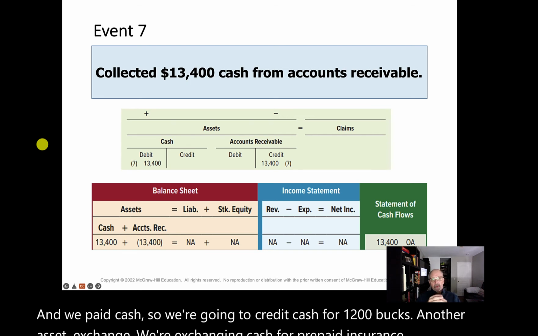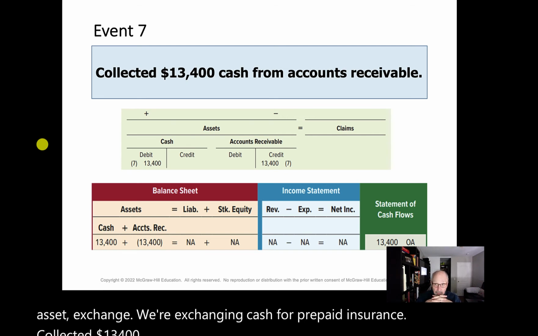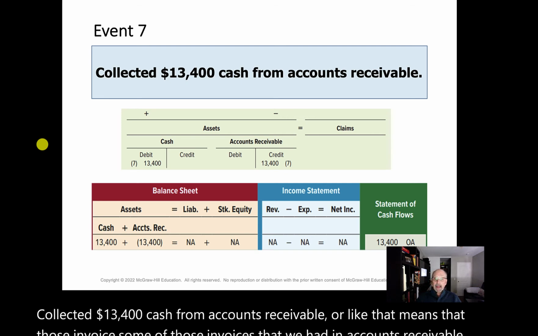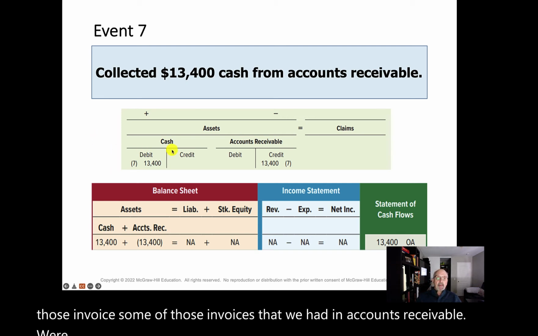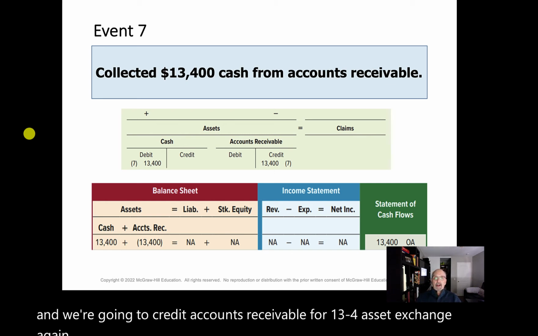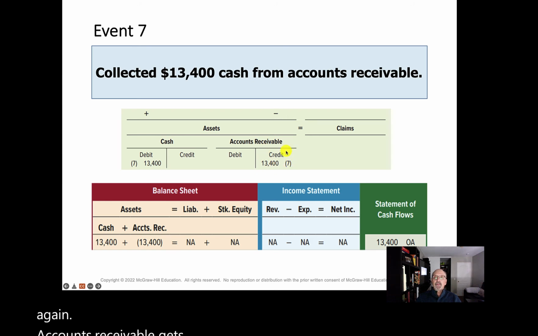Collected $13,400 cash from accounts receivable. All right, that means that some of those invoices that we had in accounts receivable were paid. So we're going to debit cash for the $13,400 that we received, and we're going to credit accounts receivable for $13,400. Asset exchange again. Accounts receivable gets the credit because it's going down, because we got paid.